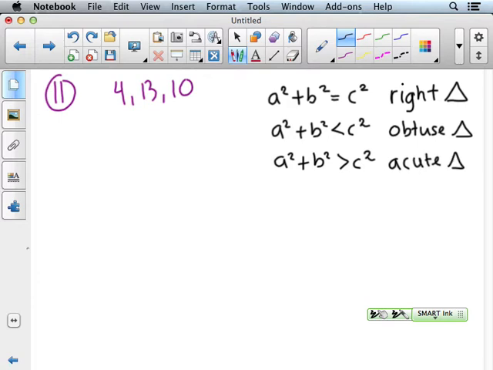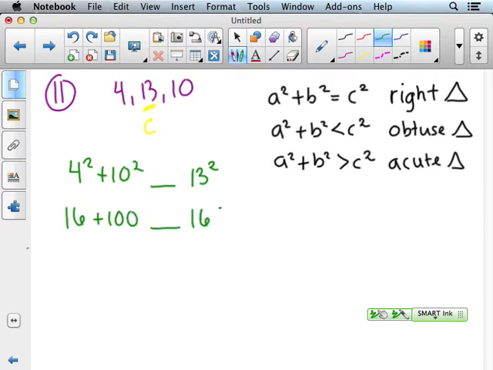So let's see what happens here. The biggest side is 13, so that must be my C. And it doesn't matter between the other two, which are A and B. So I'm going to say 4 squared plus 10 squared is something to 13 squared. I want to figure out if I need to put equals, greater than, or less than here. So we get 16 plus 100, something, 169. So this is 116, and we know 116 is less than 169.